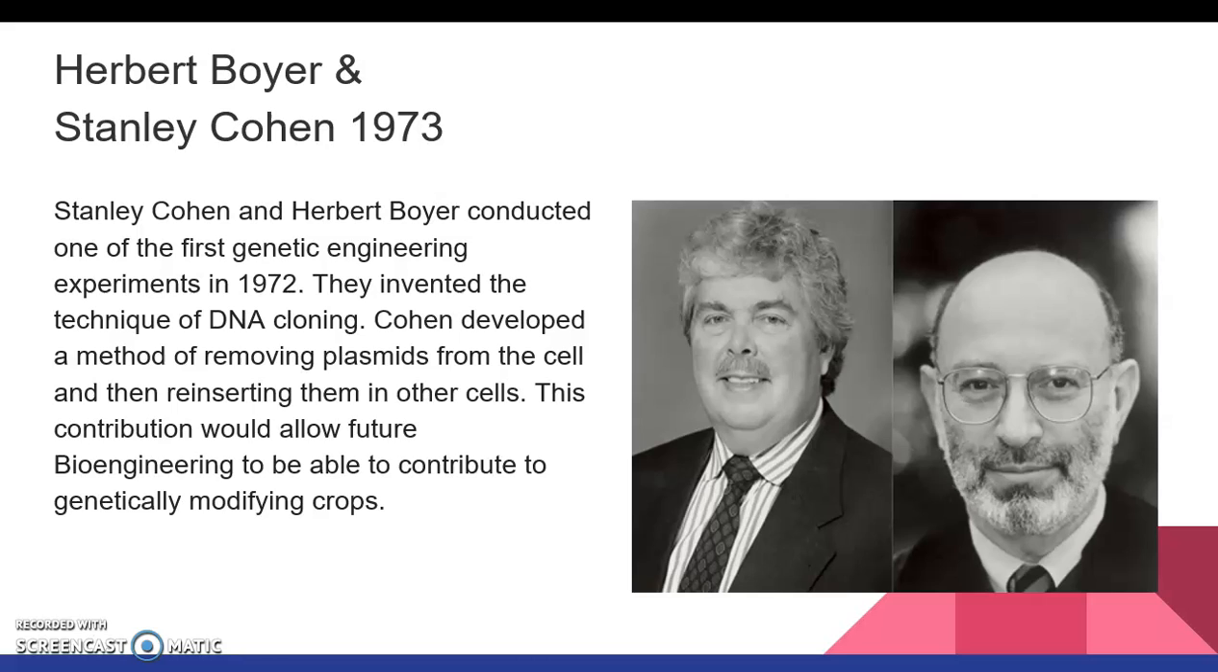Herbert Boyer and Stanley Cohen in 1973 developed a method of removing plasmids from the cell and then reinserting them in other cells. This was to become the future that led to bioengineering and genetically modifying crops. These 2 men jump-started the field of genetic engineering. They developed the first artificial genetic modification through transgenesis. They were able to transfer genes from one organism to another.